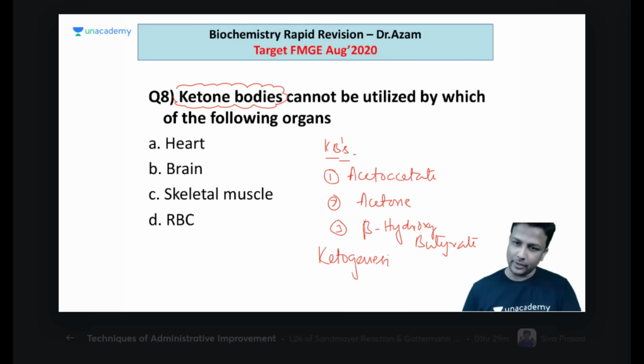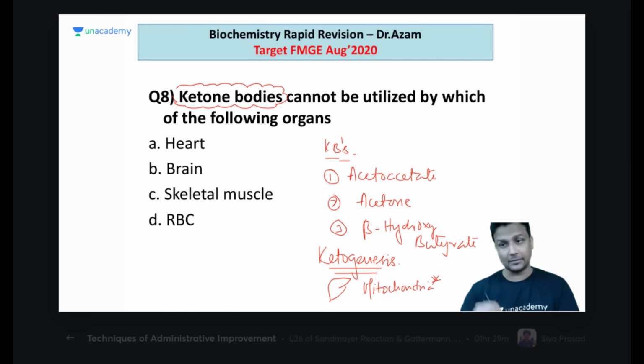Write down there: ketogenesis, formation of the ketone bodies. Where will it take place? In the liver. Where inside the liver? Remember, the ketogenesis will take place in the mitochondria. Already this has been asked in your exams. Keep in mind, it will be taking place in the mitochondria of the liver cells.